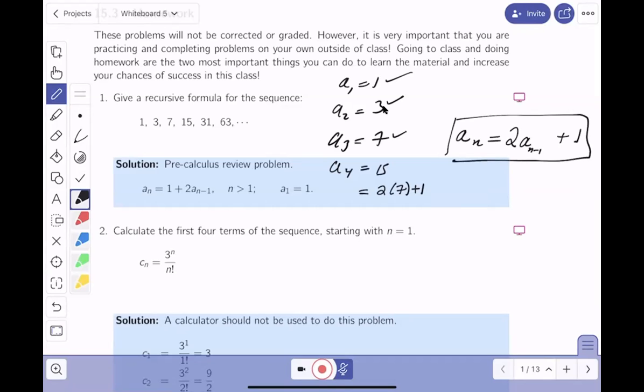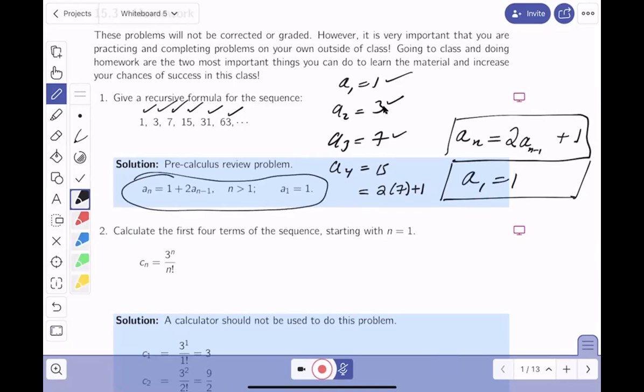Before I commit to that, I want to look at it. Is 63 twice its past, which is 31? Well, twice 31 is 62, plus 1 is 63. Is 31 twice its past term? Well, 2 times 15 is 30, plus 1 is 31. Is 15 twice 7 plus 1? Yes. Is 7 twice 3 plus 1? Yes. Is 3 twice 1 plus 1? Yes. The only other thing I've got to put down over here is the seed value, which is A1 is 1. So that's a recursive formula. We do recommend you look at the key and the key specifying that there.